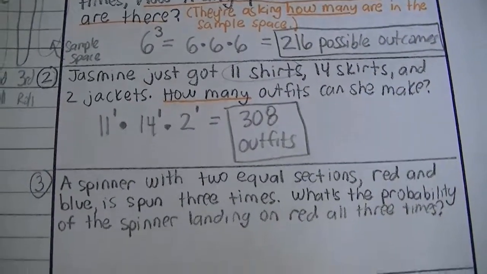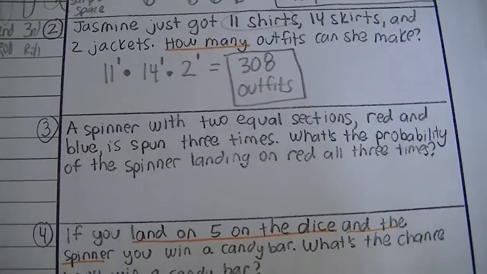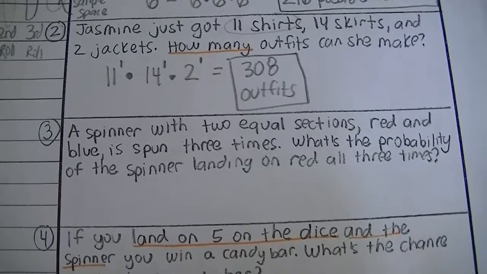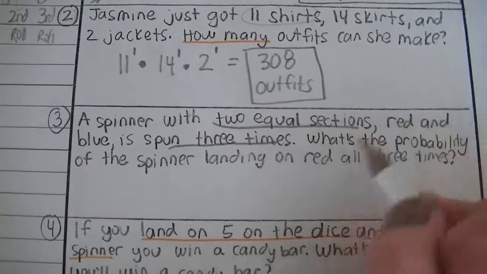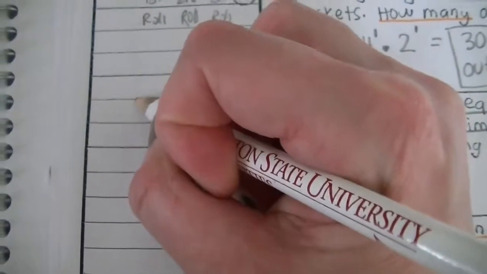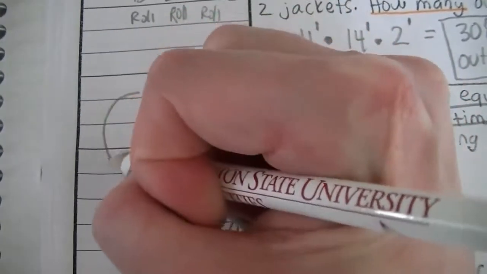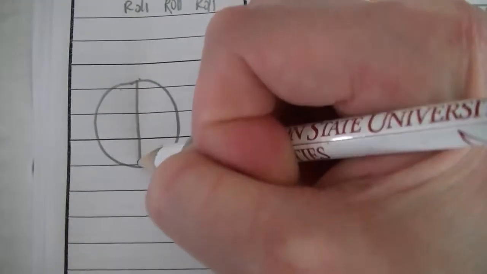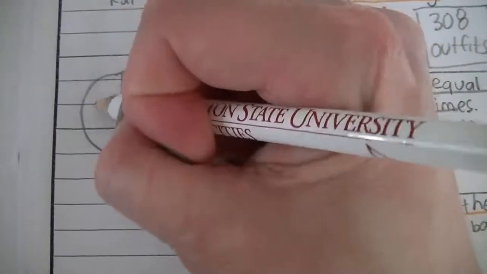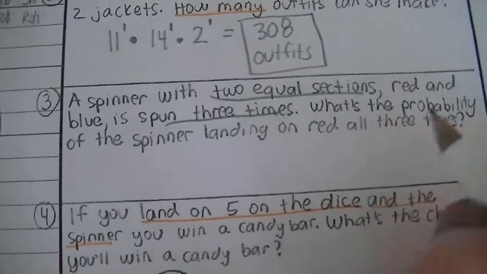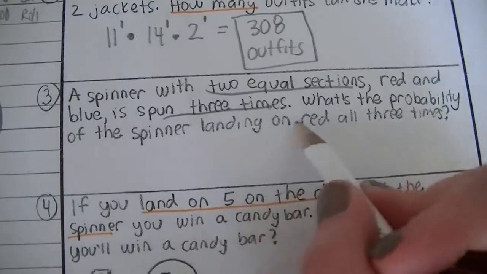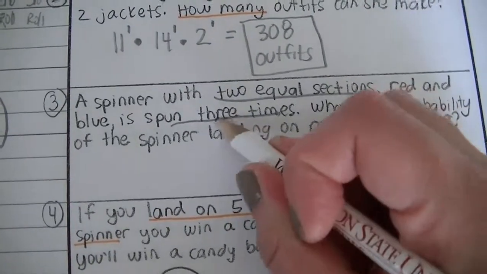Number 3. There's a spinner with 2 equal sections, red and blue, and it's spun 3 times. It's got 2 equal sections labeled red and blue. I'm going to just go ahead and draw a sketch of that, and I want you to do that too so you can get a visual, please. So try your best to make it 2 equal sections, and they're labeled red and blue, and I'm just going to use an R and a B. And it wants to know the probability of the spinner landing on red all 3 times.